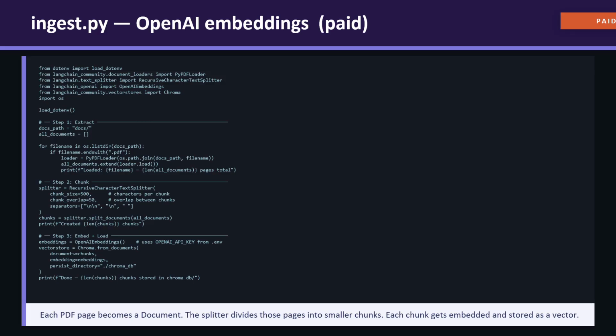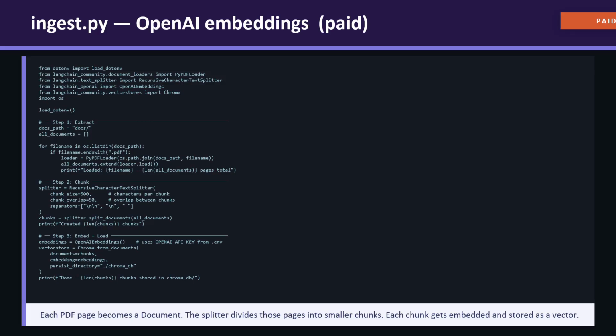Second, it creates a recursive character text splitter. The word recursive here means the splitter tries to break text at natural boundaries. First, double line breaks, then single line breaks, then spaces, working from the most natural split point down to the least natural. You set a chunk size of 500 and an overlap of 50.